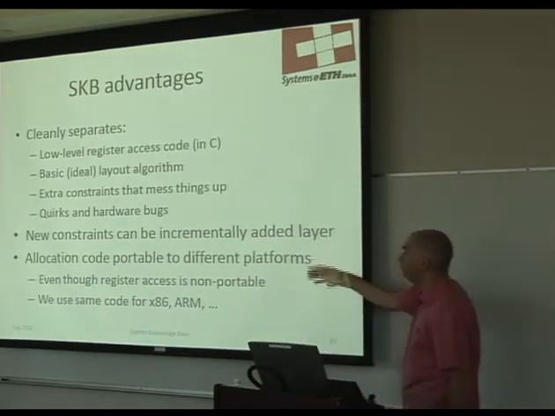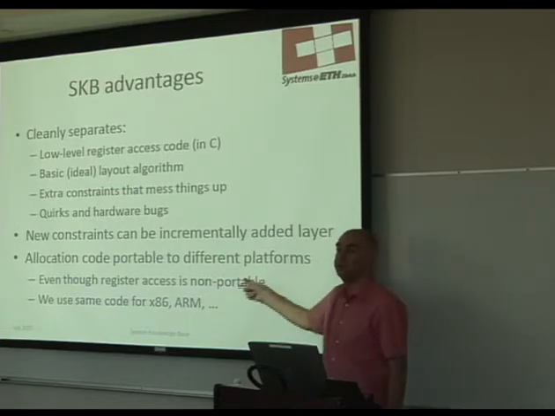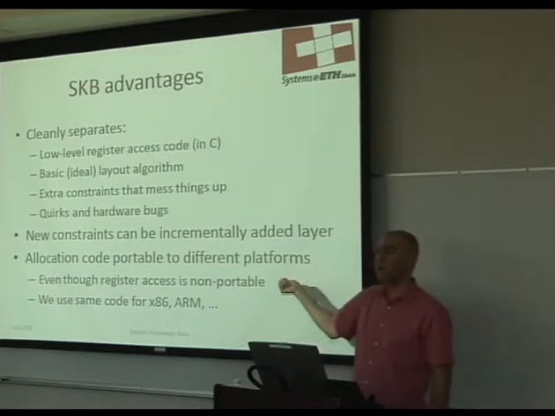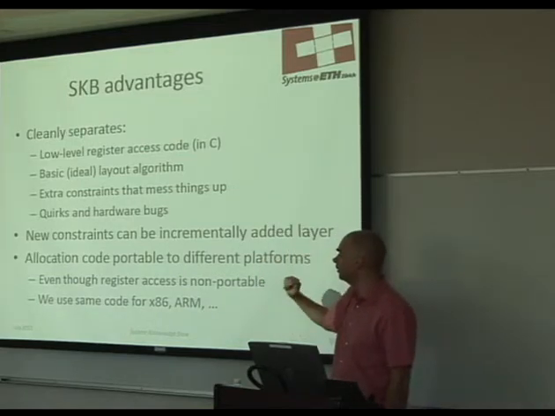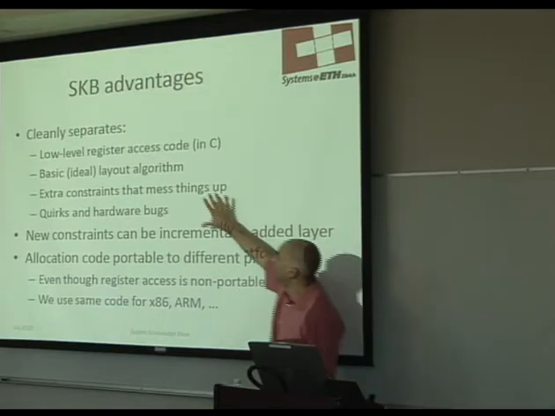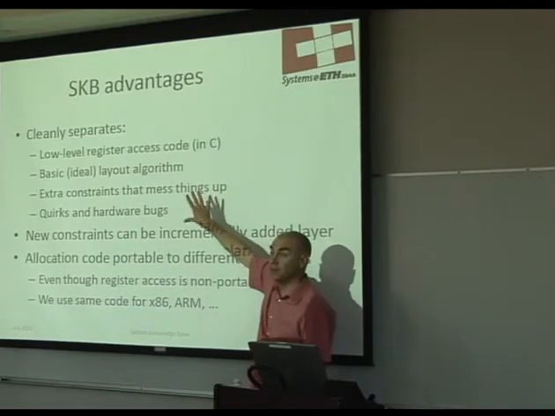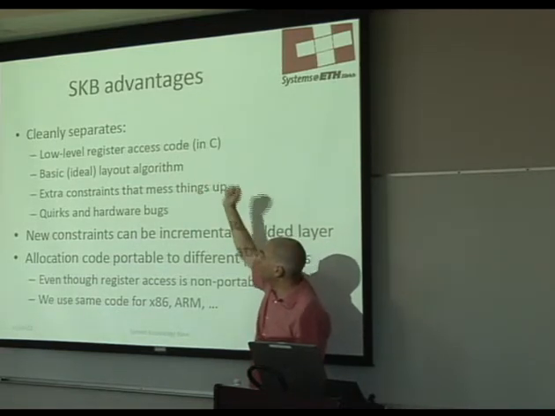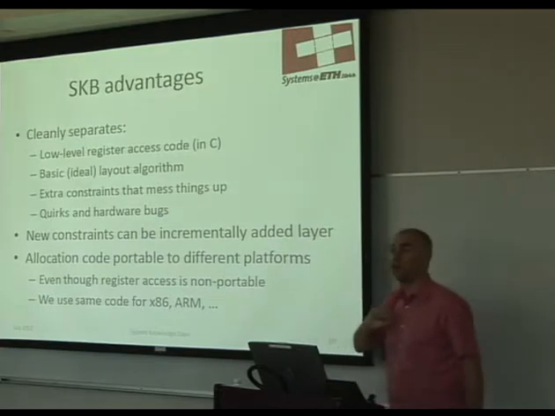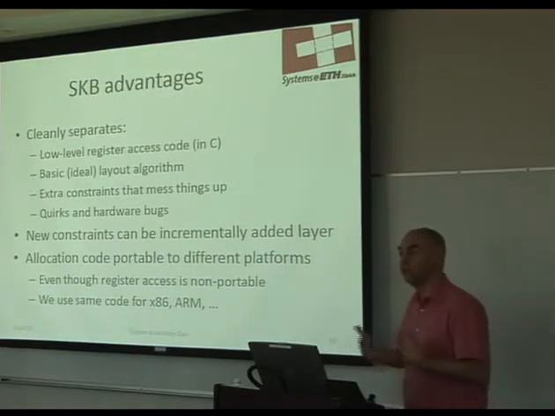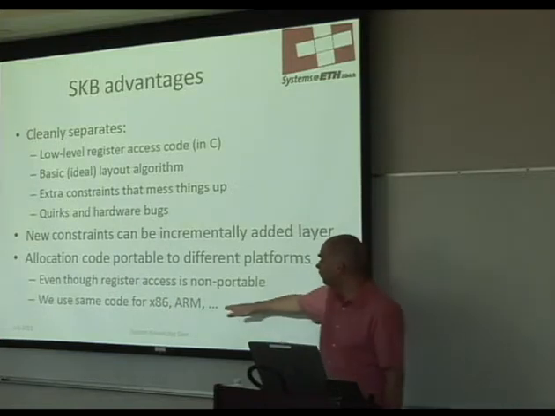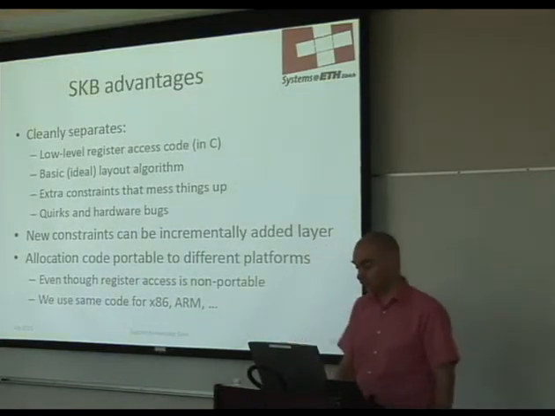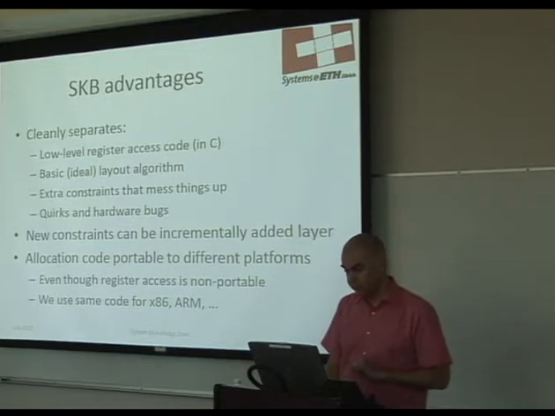And we can actually take this code and run it on different platforms. Linux actually has different PCI programming code for Alpha and for MIPS and for x86 because it's all tied up with the low-level hardware access. With us, all this stuff stays exactly the same. We perhaps have different low-level register access code because the way the PCI bus is mapped into memory is different on some of these platforms, but otherwise we have the same algorithms for all of them. So it's a nice way of addressing this problem.